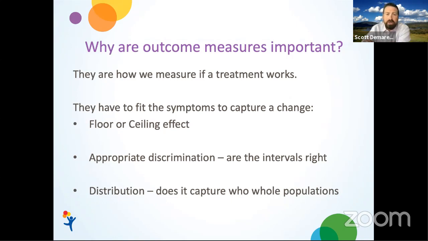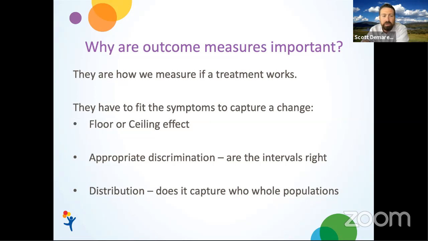So more about outcome measures. Why are they important? What do they do? They're how we measure if a treatment is working. And they have to fit the symptoms that we're trying to change and capture the range of symptoms that patients with CDD have. So there's a couple of ways that this may be problematic, and I'm going to try to demonstrate some of those in a sort of theoretical way.